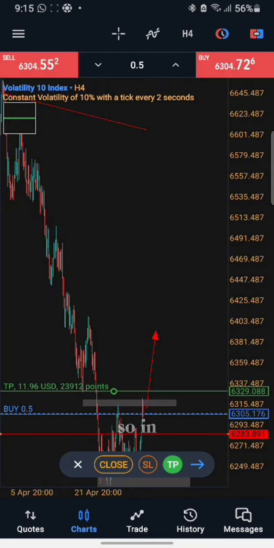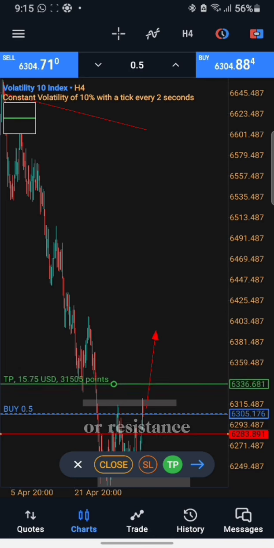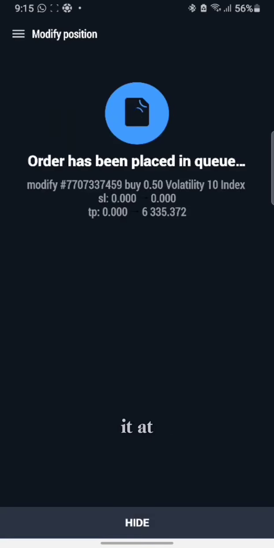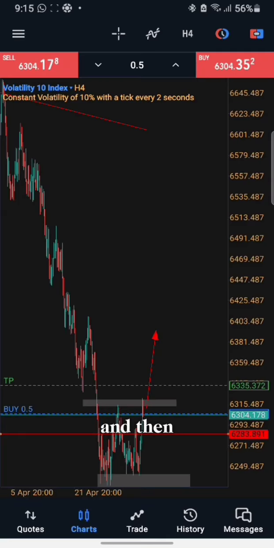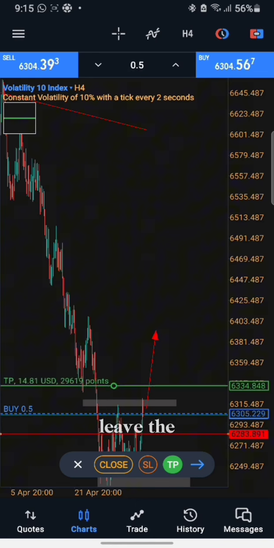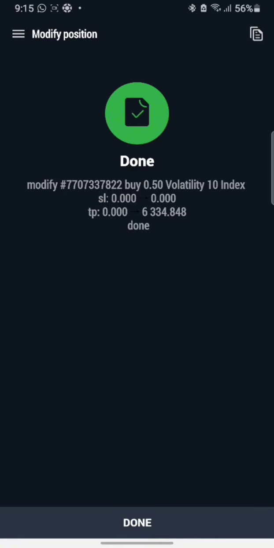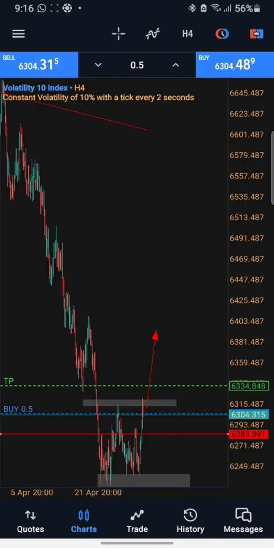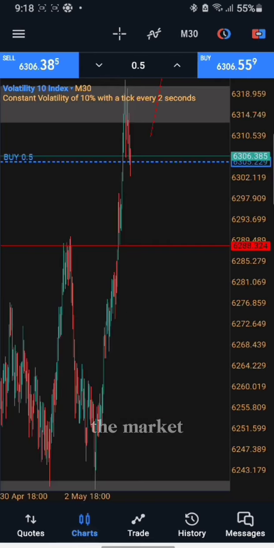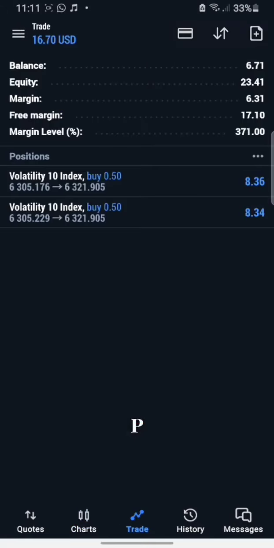So in terms of take profit, remember to put it at the first area of support or resistance that you put. In this case, it is an area of resistance, so you just put it at that area of resistance, and then even if you leave the market, it will just take the profit and then leave the market. So let's adjust both positions so that even if I leave the market, it will just hit my TP.